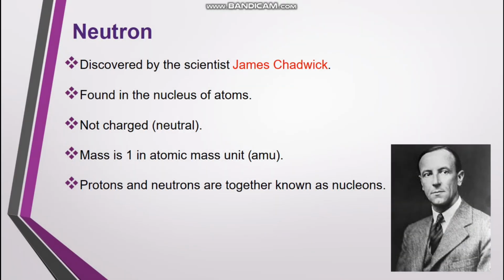Neutron. Who discovered the neutron? Sir James Chadwick. And this neutron is also found in the nucleus with the protons, and these neutrons are neutrally charged. That means they do not have a charge. They are not positively charged and they are not negatively charged. They are neutral. The neutrons also have an equal mass to the protons. Protons and neutrons are together known as nucleons.